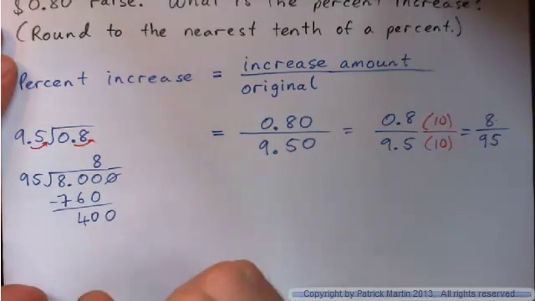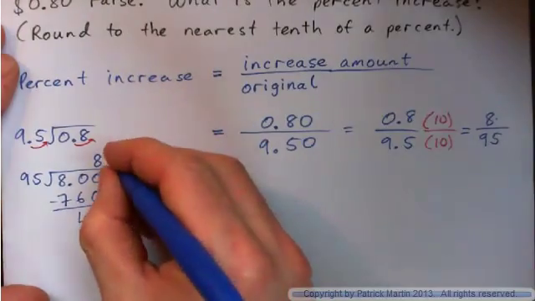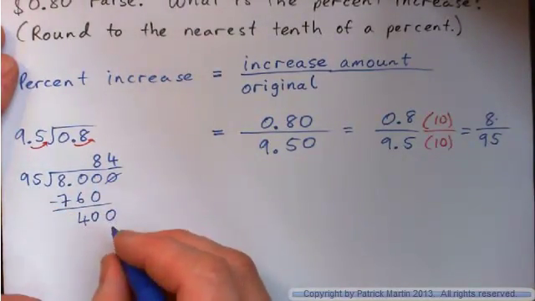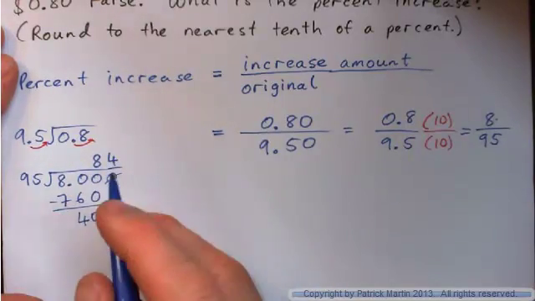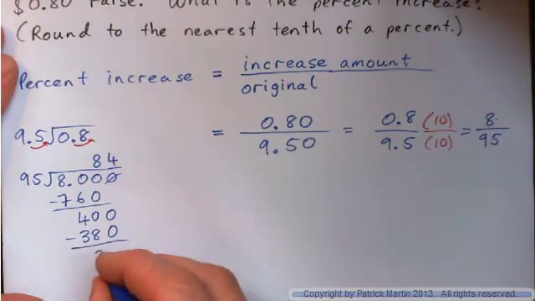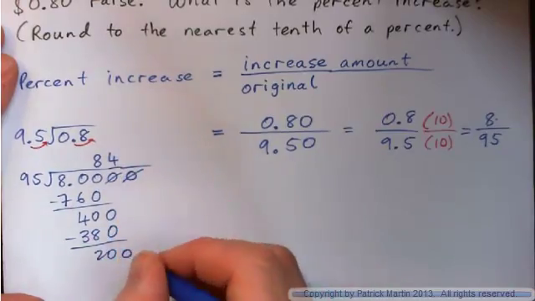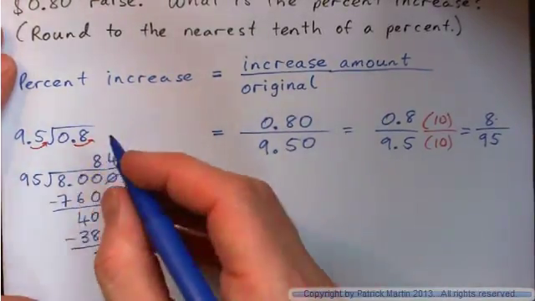Now 95 into 400. Well, let's think. 5 nines is 45. 4 nines is 36. So I'm going to try 4 and see what happens. 4 times 5 is 20. Carry the 2. 4 nines is 36 and 2, 38. Subtract. We get 20. Stick on another 0 there. Bring it down. 95 into 200. Let's see how far I need to go with this.